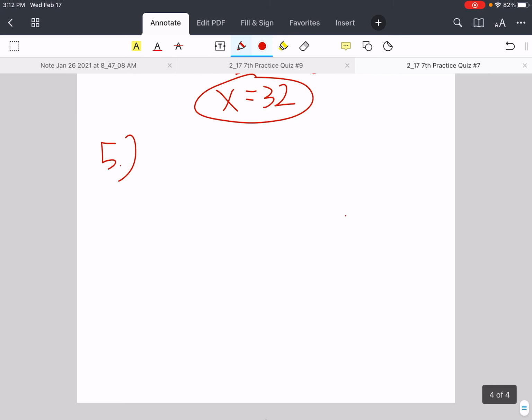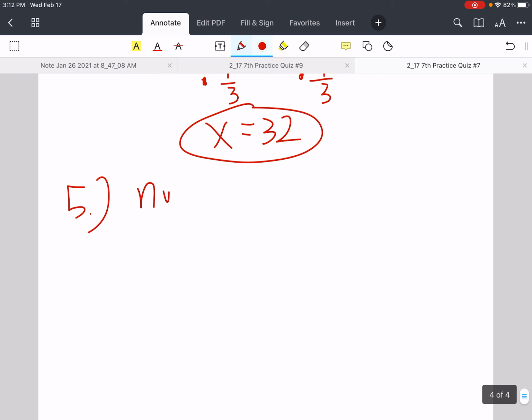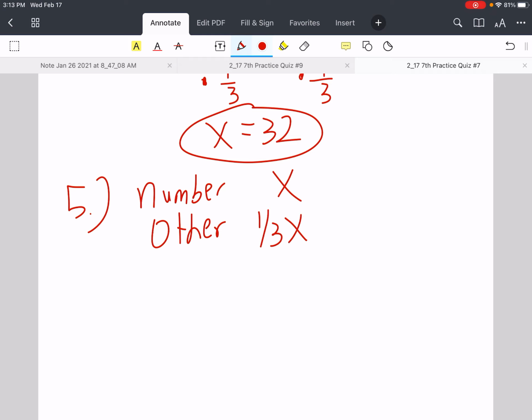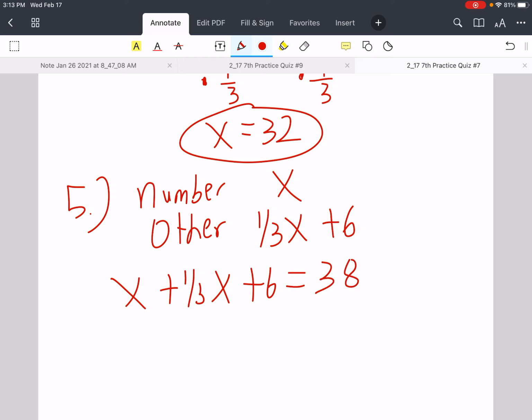So again, I have a number. I have another number. My number is x. So the other number is 6 greater than 1/3 the other number. So 1/3 the other number is 1/3 x plus 6. So those are my two numbers. If I add them up, it equals 38. So x plus 1/3 x plus 6 equals 38.